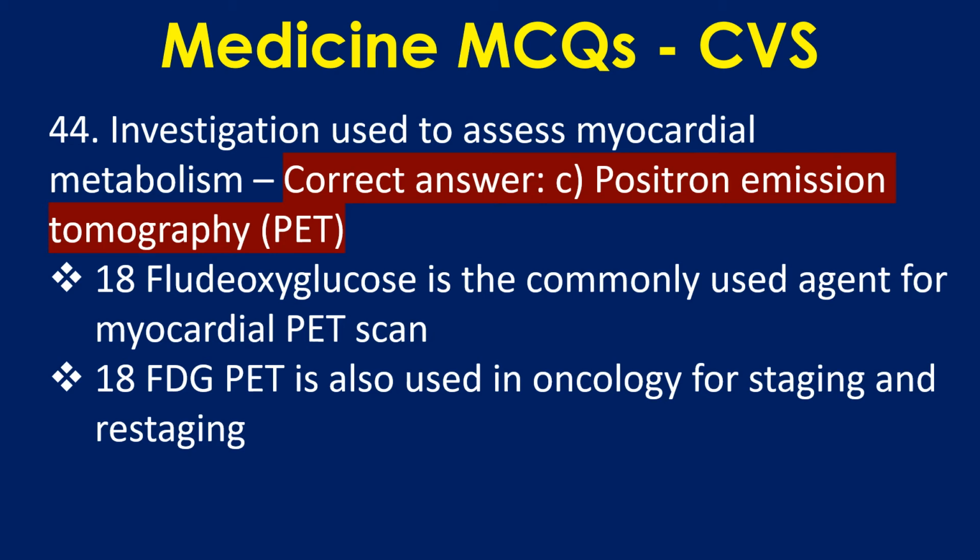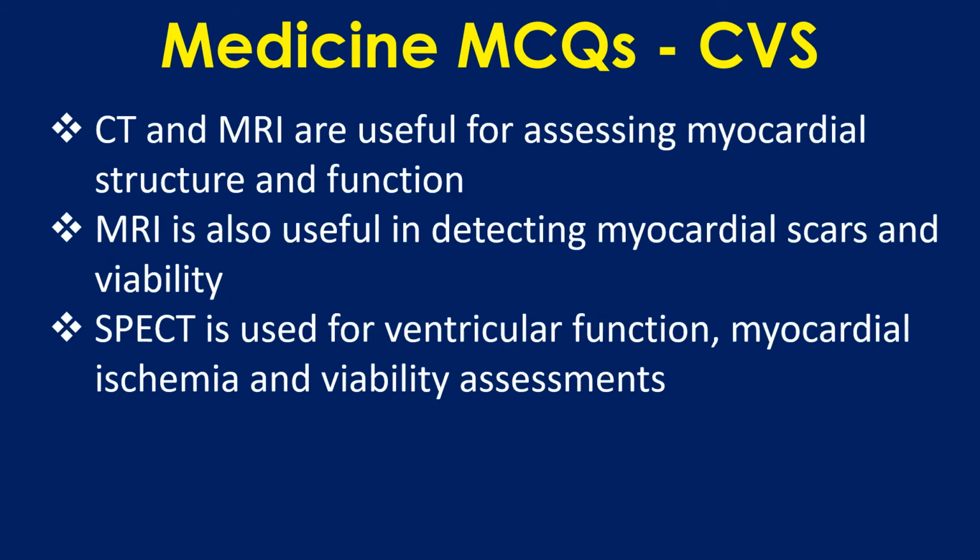18-fluorodeoxyglucose is the commonly used agent for myocardial PET scan. 18-FDG PET is also used in oncology for staging and restaging. CT and MRI are useful for assessing myocardial structure and function. MRI is also useful in detecting myocardial scars and viability. SPECT is used for ventricular function, myocardial ischemia, and viability assessments.